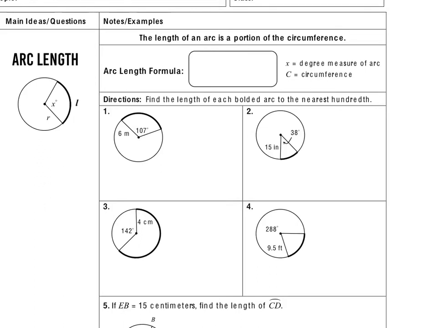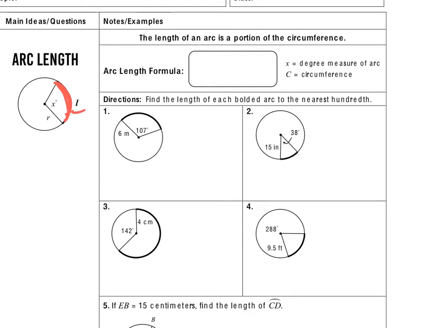Today, we will be finding the arc length of a circle. If you look at the picture to the left, L is referring to this length right here. That is the arc length. Remember, R stands for the radius and X is the degree measure.